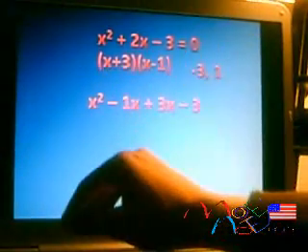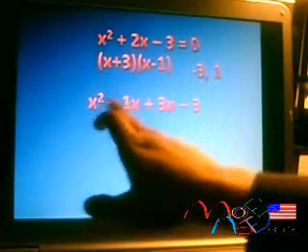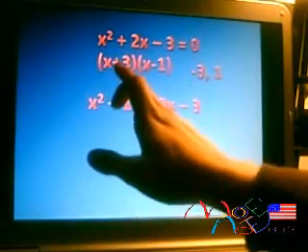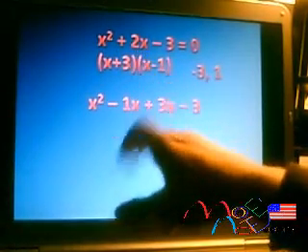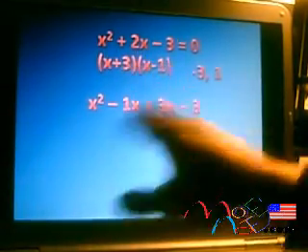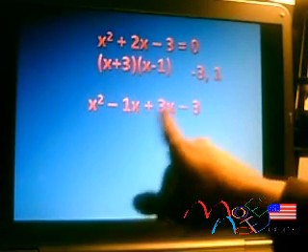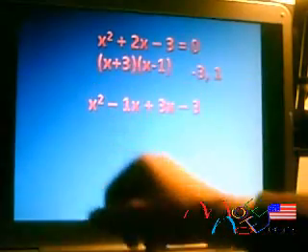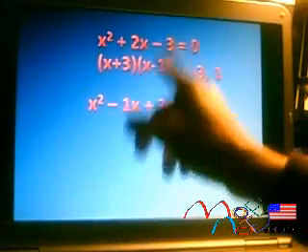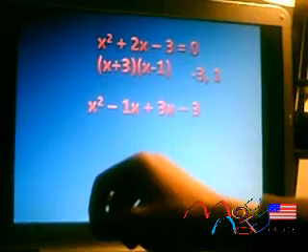X times x is x squared. X times -1 is -1x. 3 times x is 3x. 3 times -1 is -3. And if you combine like terms here, -1x, positive 3x, you get positive 2x. X squared plus 2x minus 3.